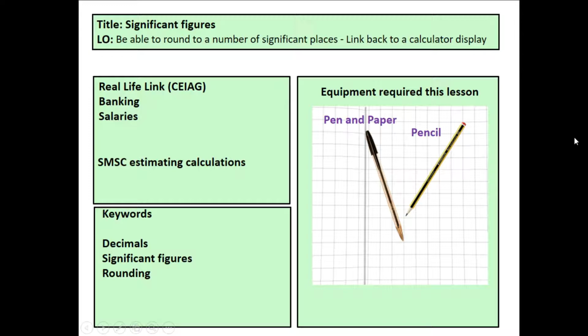What we'll be doing for today's lesson is rounding numbers to significant figures. The key words for today's lesson are decimals, significant figures and rounding. Equipment required this lesson: you need a pen, paper and a pencil.